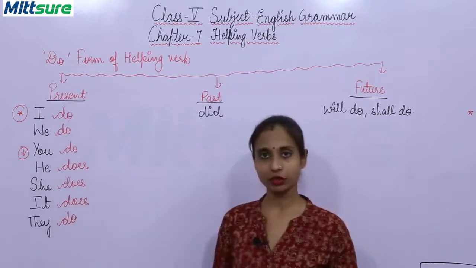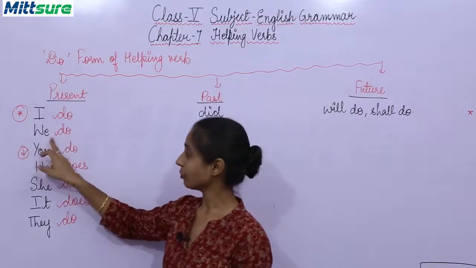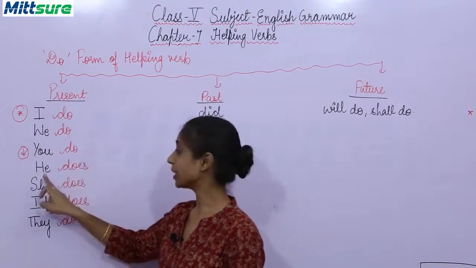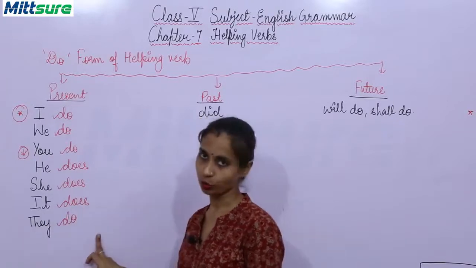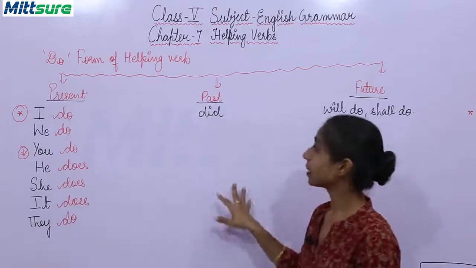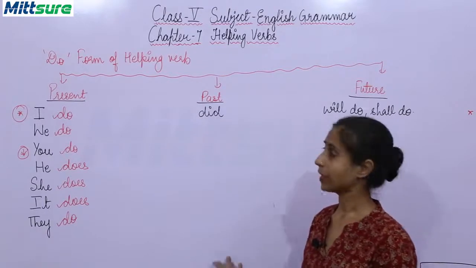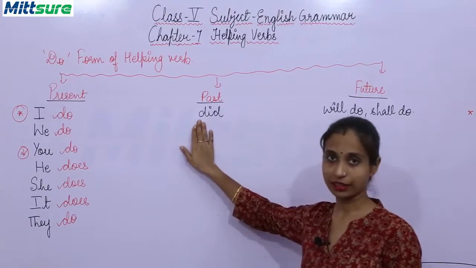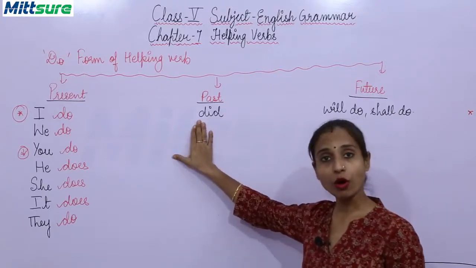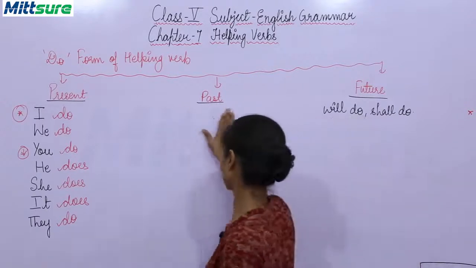I hope you understood this. Present do form of verb: I do, we do, you do, he does, she does, it does, they do. Now, let us see what we are going to use in the past tense. As you can see, there is only did in the past tense. So, with all the subjects we are going to use did.